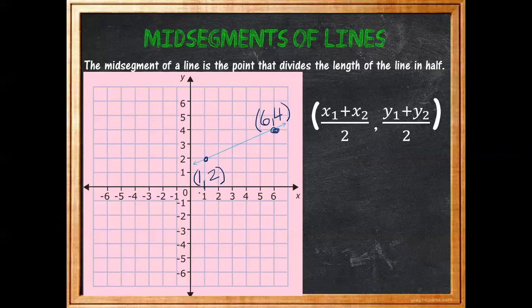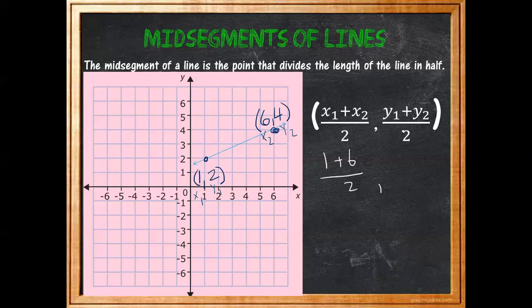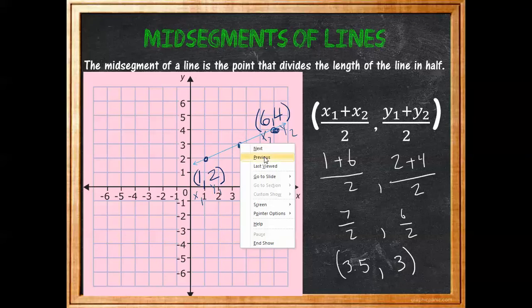So for this one, our x1 is 1, our x2 is 6, our y1 is 2, and our y2 is 4. So x1 plus x2 is going to be 1 plus 6 divided by 2, and our y1 plus y2 is going to be 2 plus 4 divided by 2. So now we have 7/2 and 6/2, which actually comes down to 3.5, 3 as our point. If we go over here and look, if we go over 3.5 and up 3, we notice that really does mark the halfway point. You can see that it's halfway in between.